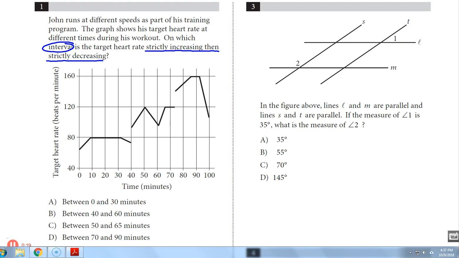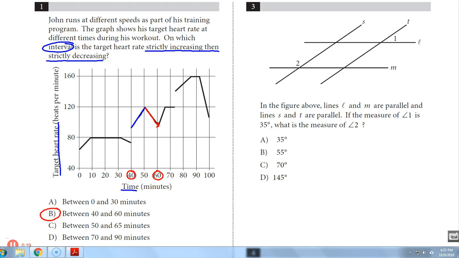I look at the chart here and I see that on the y-axis is his target heart rate, and the bottom is the time in minutes. So strictly increasing and then decreasing. I could look at the chart, and I already see a spot that jumps right out at me: right here we're strictly increasing, his heart rate's going up, and then all of a sudden it turns around and comes back down. That interval goes from 40 to 60 minutes. So I believe B would be the correct answer there.